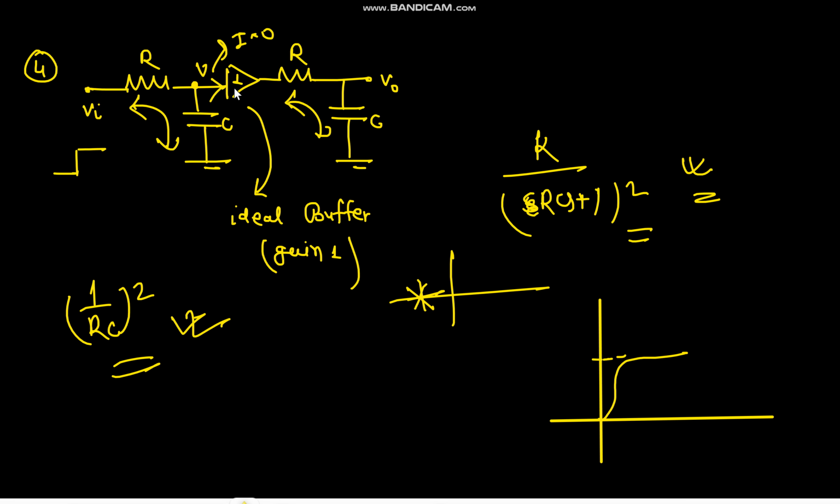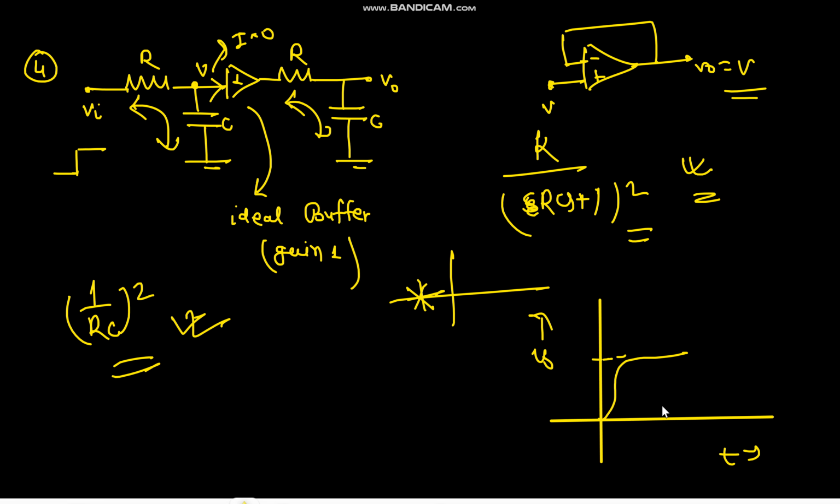Why? Because of the buffer. Now they can ask you, how can you make this buffer? You just simply use an op-amp and make it like this. Here you have some V, and your V output would be the same. So that's how you can make this buffer, and this is how your output would look.